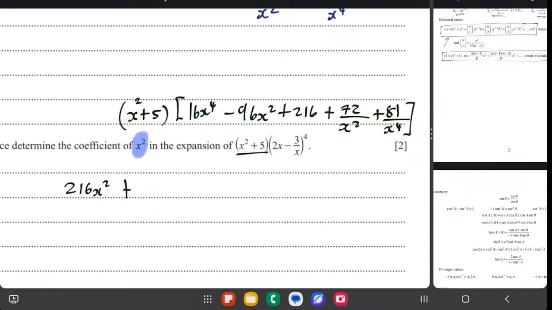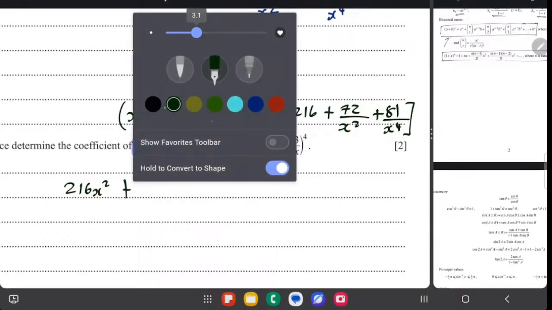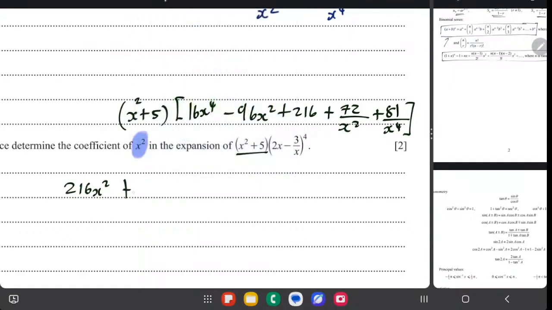Negative 96. So what is negative 96 by 5? Negative 480 x squared. Don't be fooled by this. This is not an x squared. This is an x to the negative 2 because the x squared is in the denominator. So yeah, these are the things.